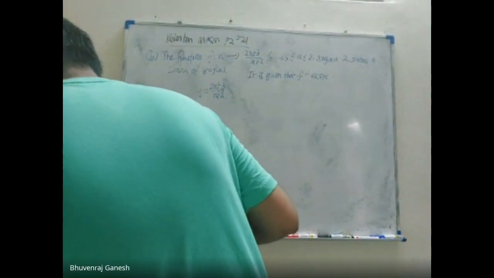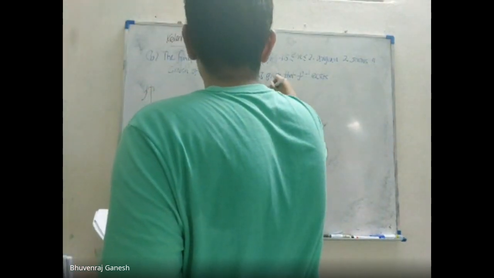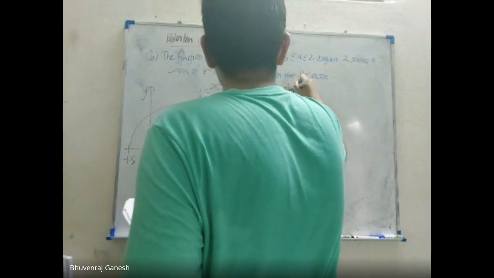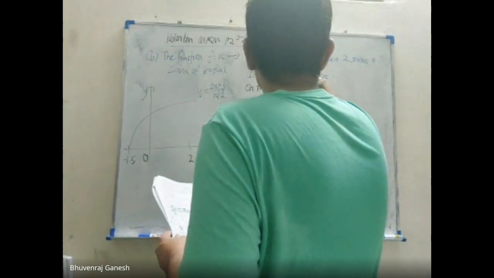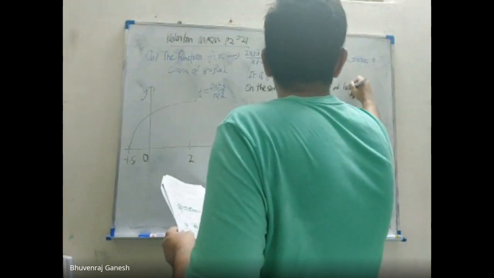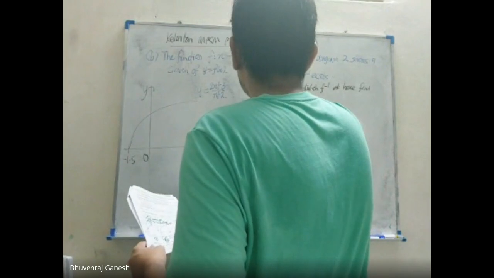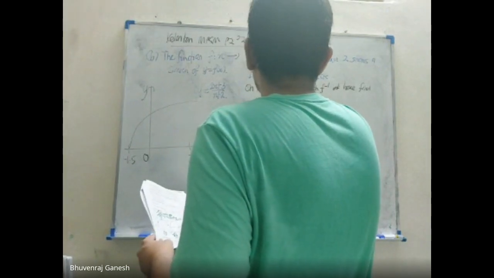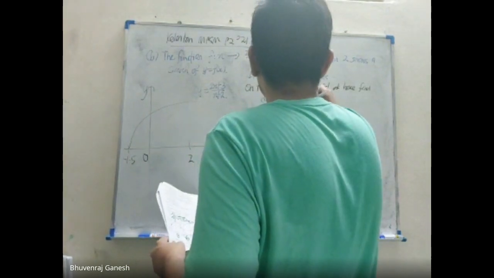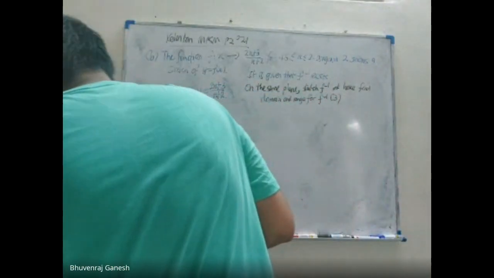So now the question comes on the same plane. So don't draw a separate diagram. Use the diagram given. Sketch f inverse and hence find the domain and range for f inverse. So this also is 3 marks. So how do we solve this?